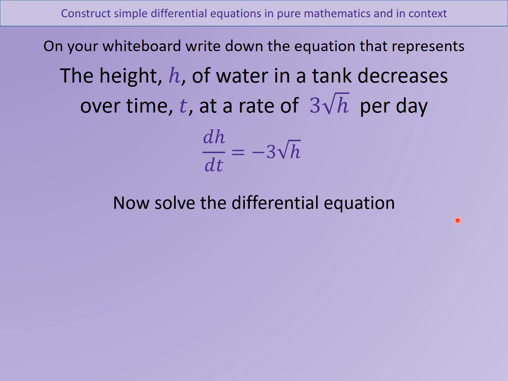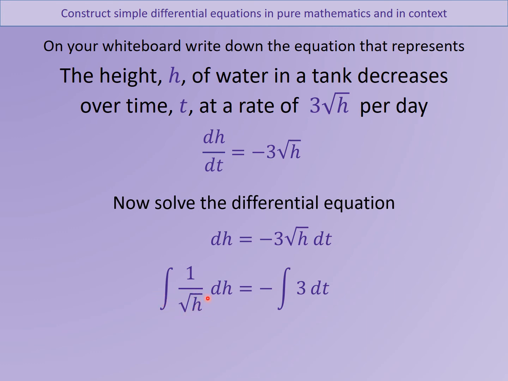Okay, so let's see what you got then. Yes, times by t, divide by minus 3 over h, or divide by just root h, sorry. Leave the 3 where it is, makes it a little bit easier. Again, there's nothing wrong with you taking the 3 under, but then you're dealing with thirds. Okay, so just be aware of that.